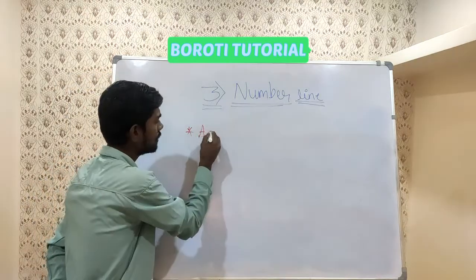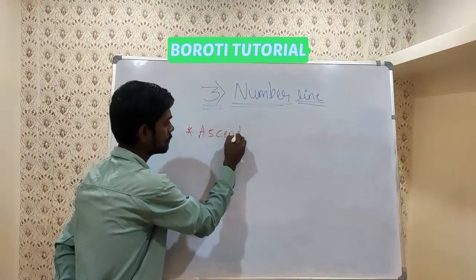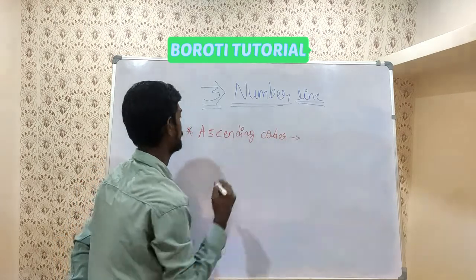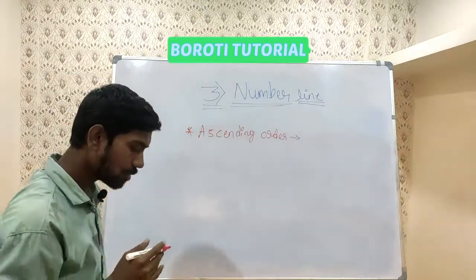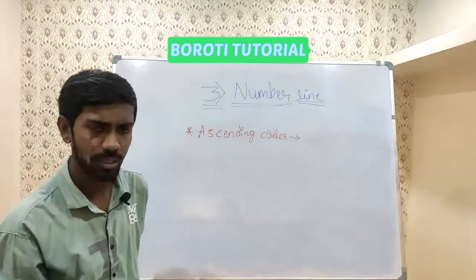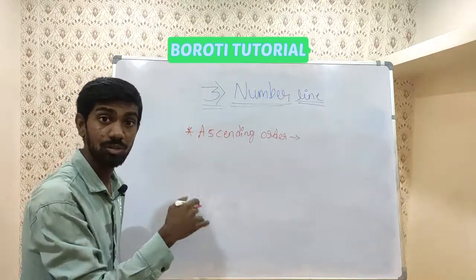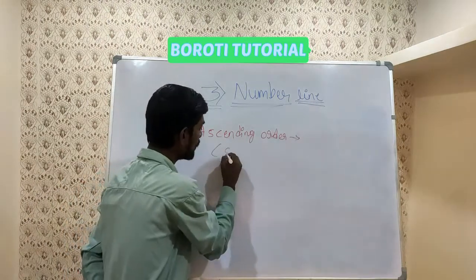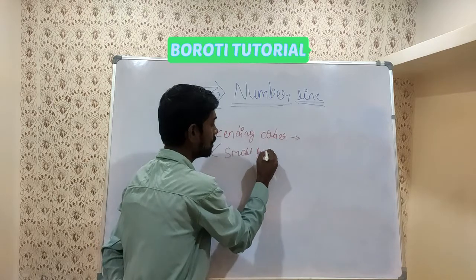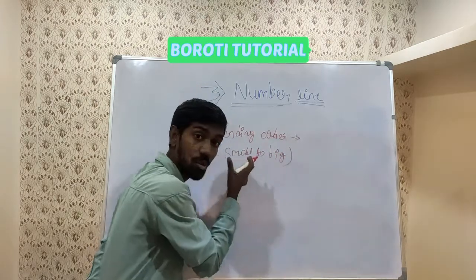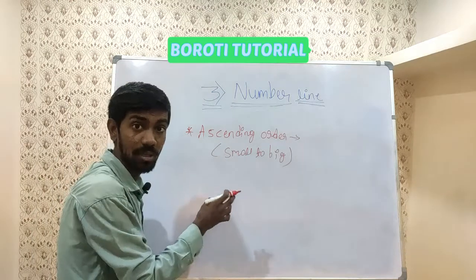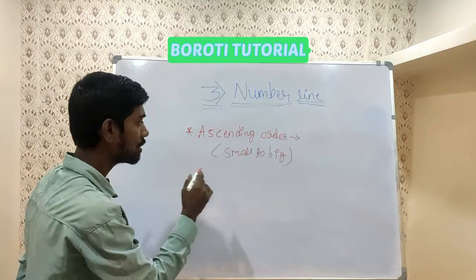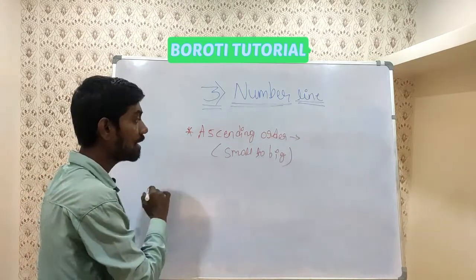First we go for the ascending order. See, ascending order means what? They will give some numbers. Then you have to find which one is smaller, which one is bigger, which one is in the middle, everything. Then you write them in ascending order. We can even say it as small to big. First we write the very smallest number, then the next bigger number, then the next bigger number, and at last the biggest number. If you go from small to big, it is nothing but the ascending order.